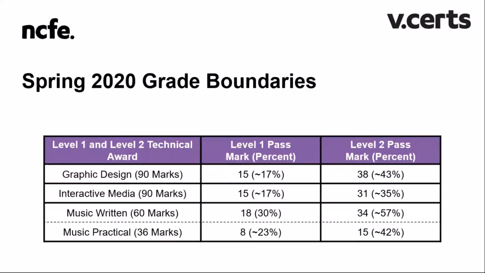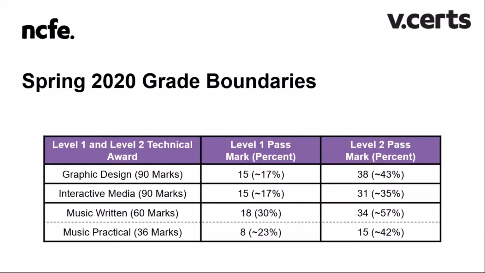Now, as I mentioned earlier, the Chief Examiner's Report is a very good resource to use. And you can also find the grade boundaries in there. So do bear in mind that learners need to achieve a minimum of a level 2 pass in each internal assessment and in the external assessment to achieve a grade on the level 2 qualification. So if your learners are enrolled on the level 2 technical award, they need a minimum then of a level 2 pass in all the internal assessments and the external assessment.